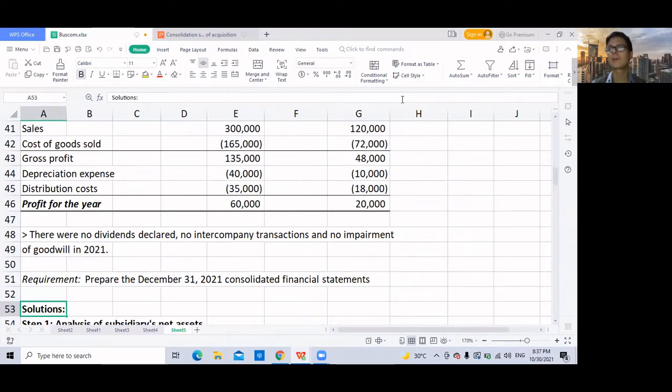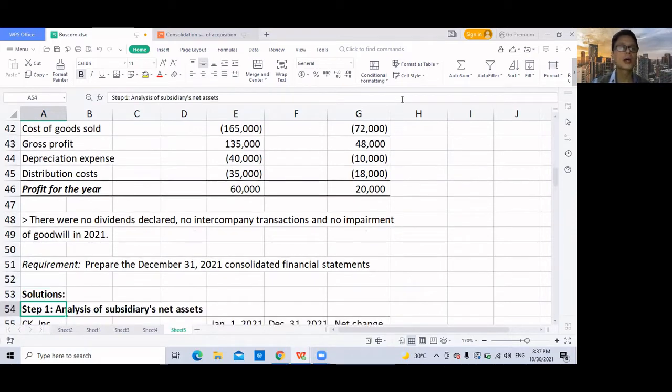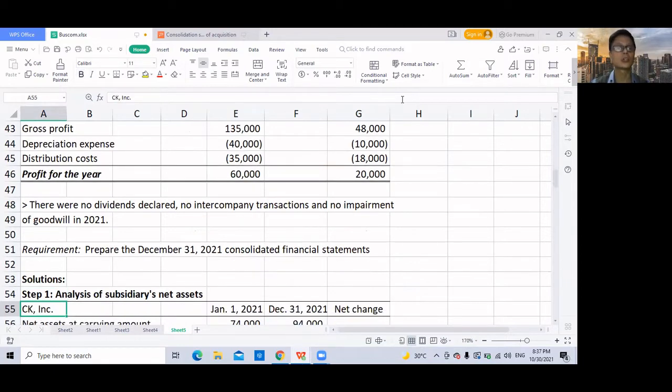This is a five-step process, no? So, una is analysis of subsidiary net income. So, makikita natin dito, sino ba yung subsidiary dito? Si CK, no? Isipin mo lang si Chowking, para mas madali lang tandaan. But this is not necessarily si Chowking, no? Kumbaga para lang mas may recall. Okay, so kasi parent niya si Jollibee, si JFC. Okay, so ito, CK Incorporated.